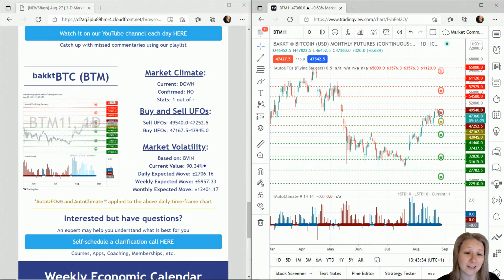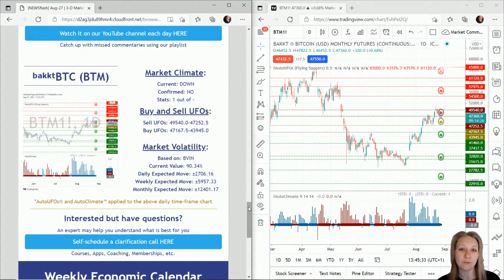Now, in terms of volatility, it's more volatile than the others. We'd expect movement up or down in 1 year of 90.34%, which means in a day, up or down of 2,706.16. In a week, 5,957.33 up or down. And in a month, 12,401.17. So that's the movement we would expect on Bitcoin, again, for the time being, undecided.